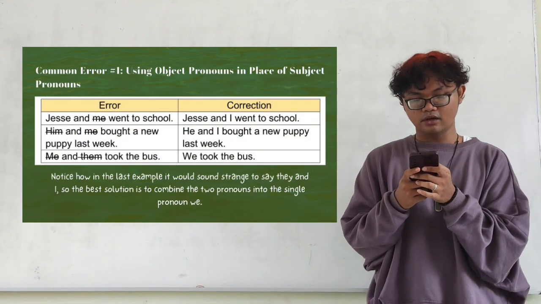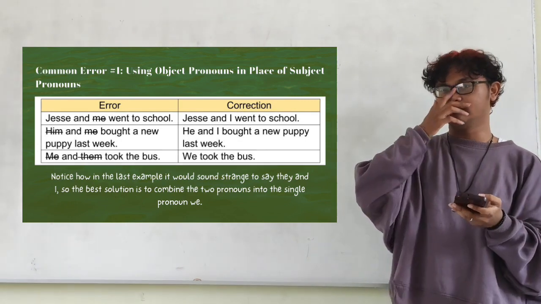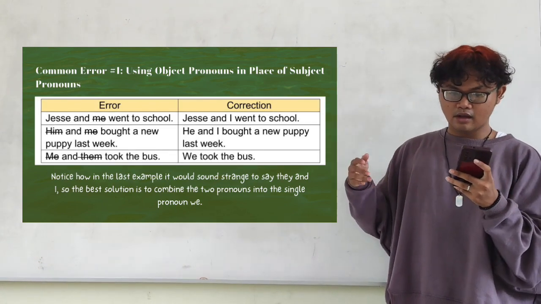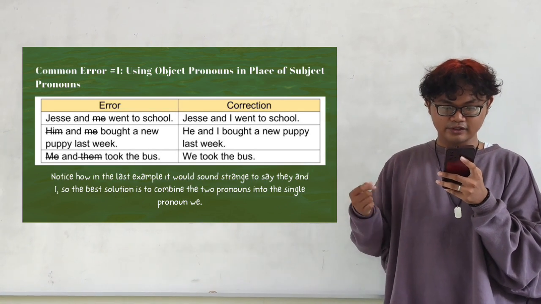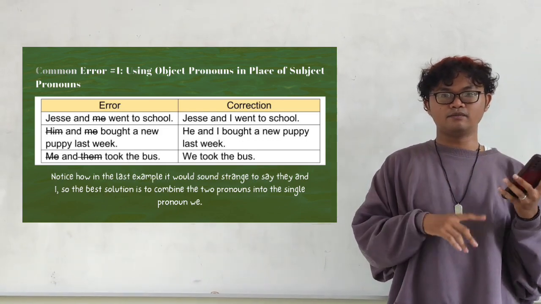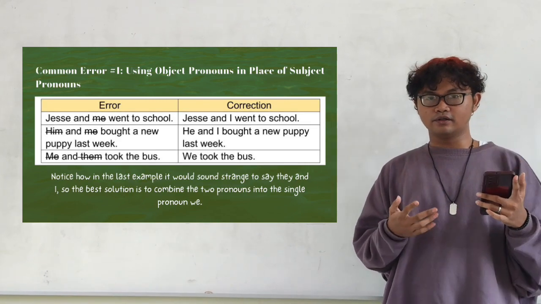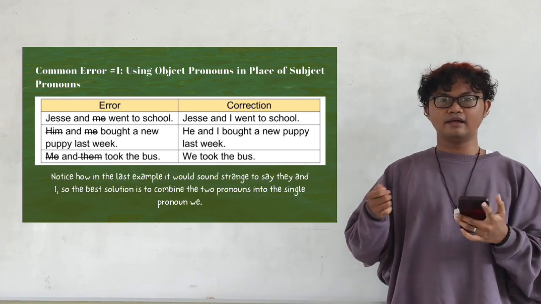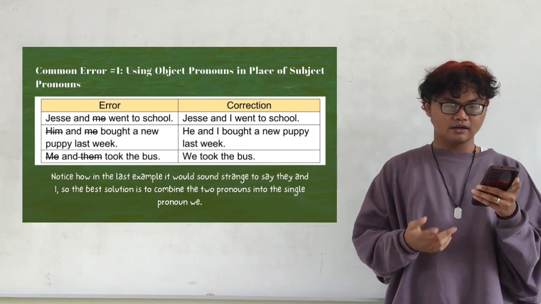First, common error number one, using object pronouns in place of subject pronouns. The left column is the error and the right column is the correction. The first one is Jessa and me went to school, and the correction is Jessa and I went to school. Why does me become I? Because me is an object pronoun and I is a subject pronoun. So after Jessa, it will fit I rather than me.